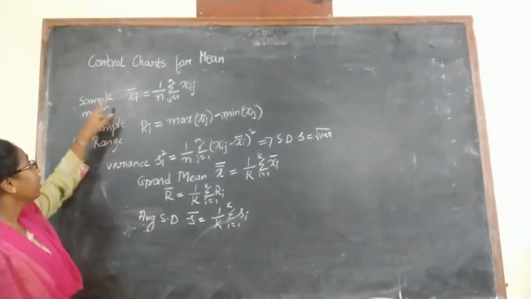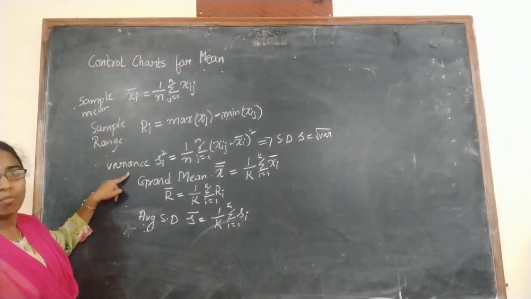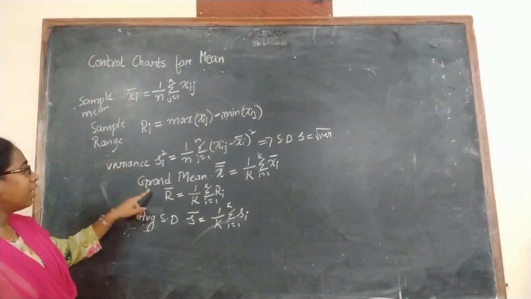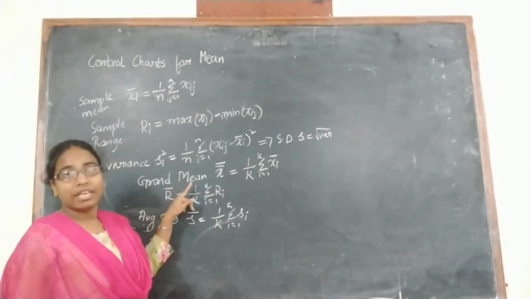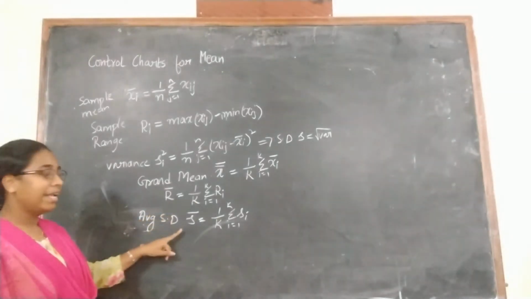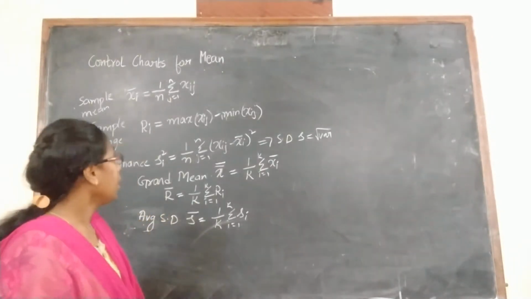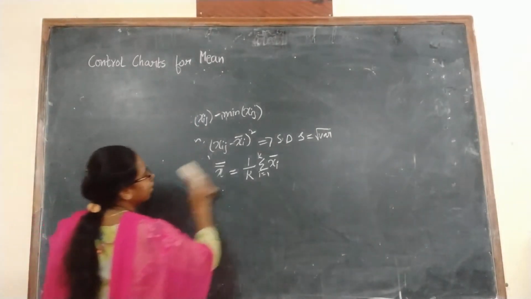So first you need to calculate the sample means, the sample range and the sample variance. Then after that, you have to calculate the overall mean, which is also known as the grand mean. Next, you have to calculate the R bar and S bar. Now we'll see how to construct the control limits for the mean chart.